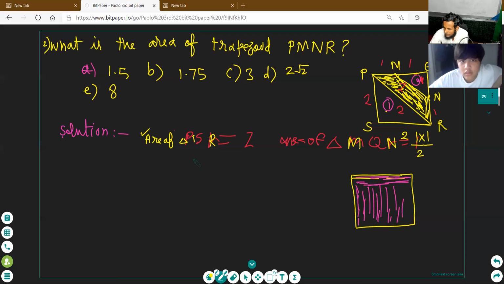Yes, what is the answer? The answer is 1. See here. Tell me 1 times 1 divided by 2. Half of 1 times 1. What is the answer? Paulo, tell me. See this. Can you see this? 1 times 1. What is the answer? Right, solve it.